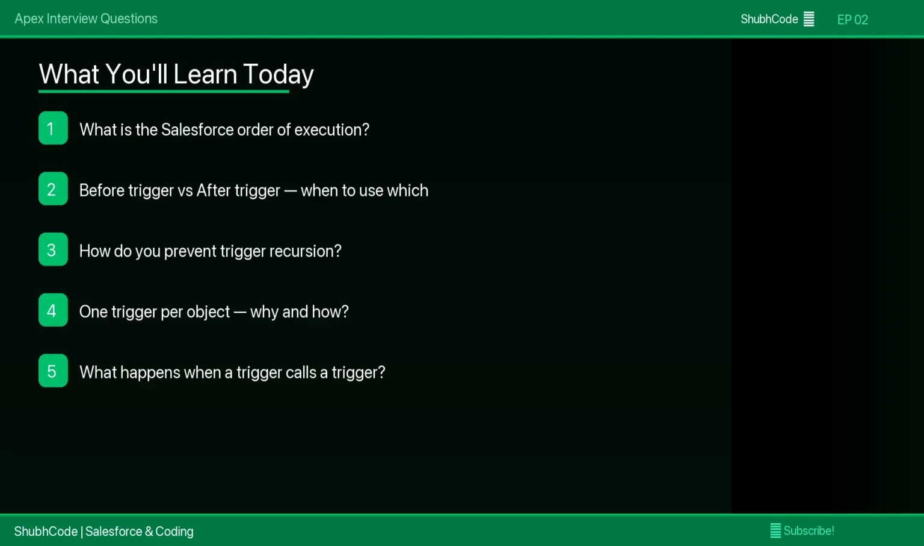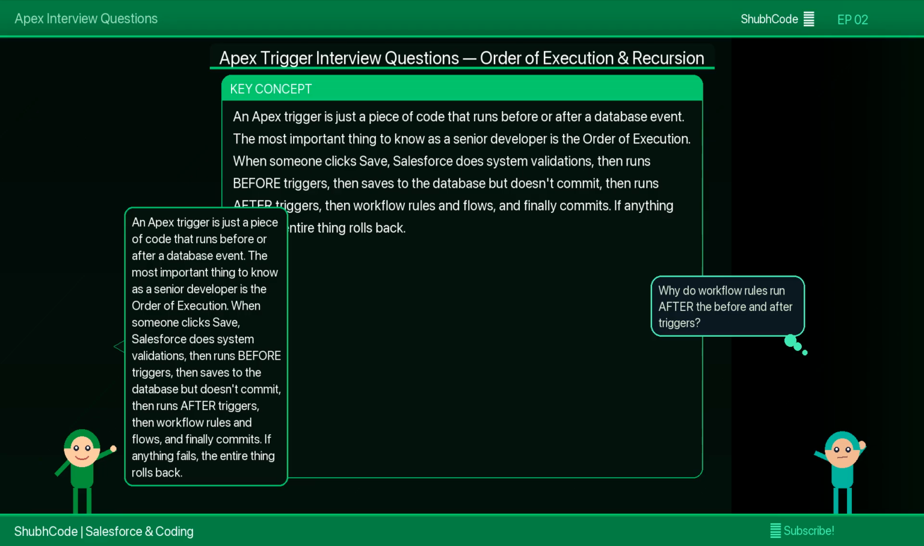What is the Salesforce order of execution? Then, before trigger versus after trigger. When to use which then? How do you prevent trigger recursion? Then, one trigger per object. Why and how? Then, what happens when a trigger calls a trigger? Stay for the last one. It's the most important. Let me explain this simply.